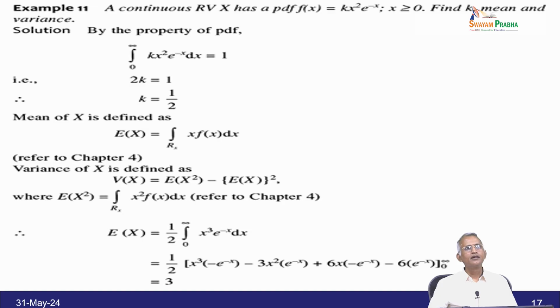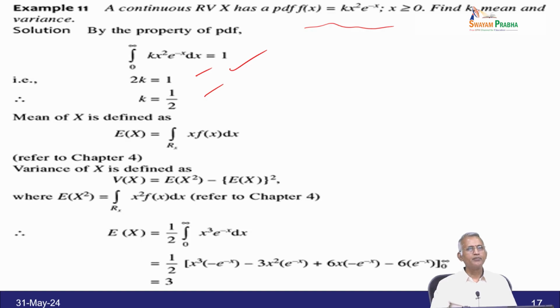Next question. A continuous random variable has the PDF f of x equal to k into x square e power minus x, where x is positive. Find k, mean and variance. By the properties of the probability density function, we have the integral from 0 to infinity of k into x square e power minus x dx, and k is kept as it is. For the integral of x square e power minus x dx, the value is 2k equal to 1, where k equal to half.